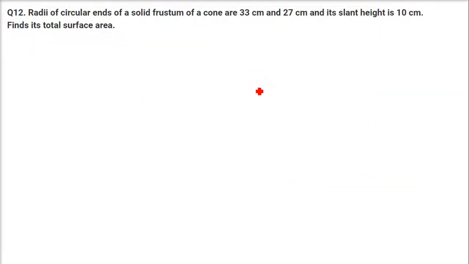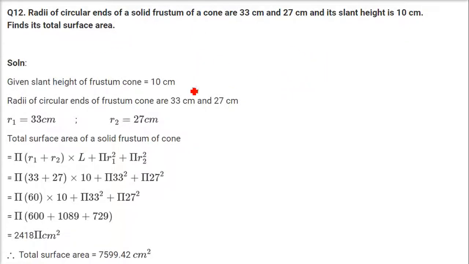Radii of circular ends of a solid frustum of a cone are this much and this much, and its slant height is 10 centimeter. Find the total surface area. So total surface area is simply pi into r1 plus r2 into L plus pi r1 square plus pi r2 square. Let me make it.